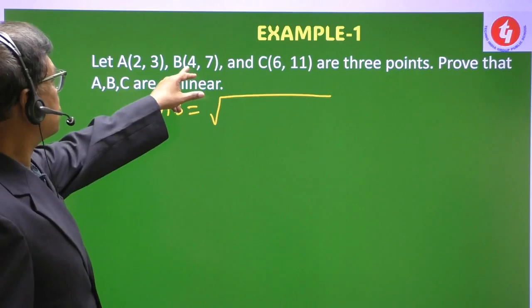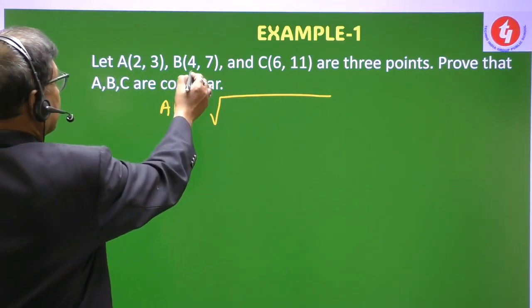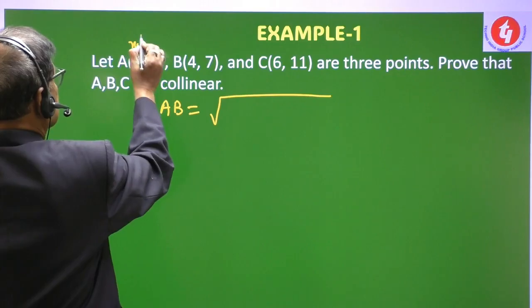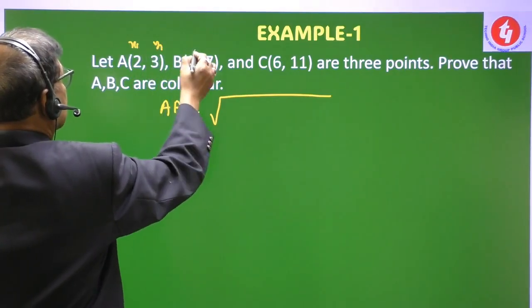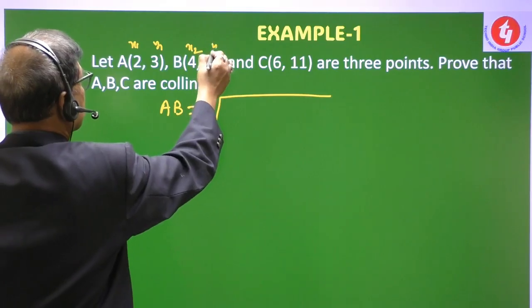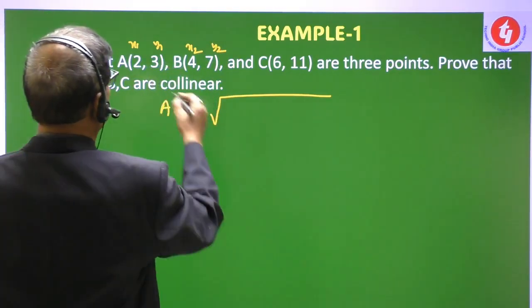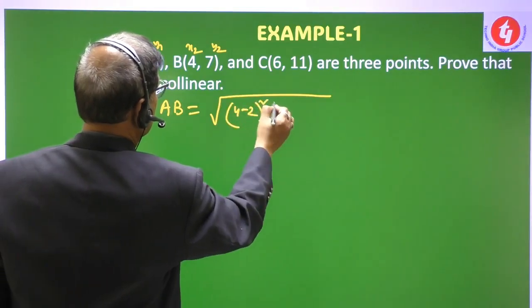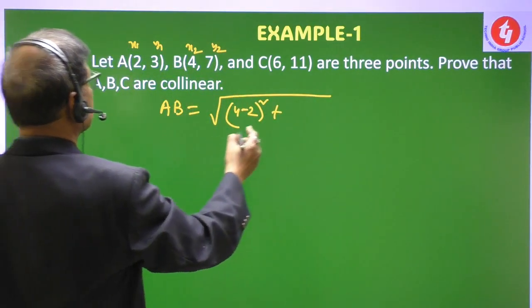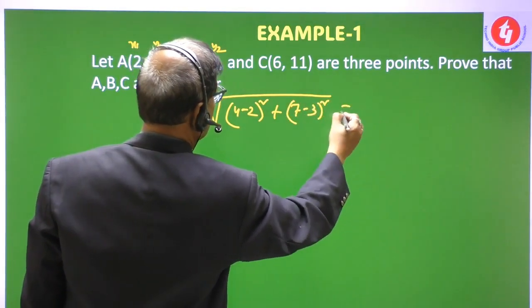AB is the square root of (x2 minus x1) whole square plus (y2 minus y1) whole square. That means here if I mark, this is x1 and this is y1, and this is x2, this is y2. So x2 minus x1, that means 4 minus 2 whole square, plus 7 minus 3 whole square. So what is the result?